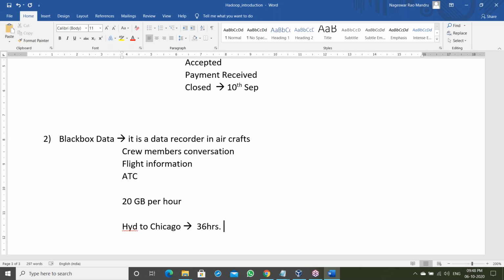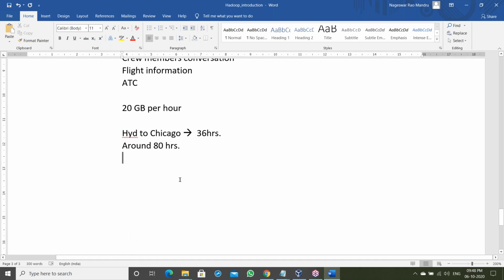Going there and coming back is 36 plus 36, 72 hours. With delays and all, around 80 hours will be taken for travel. Almost 3 days. So if it is 80 hours, how much data is generated? 80 multiplied by 20 GB is equal to how much? 1600 GB of data is generated for the travel.